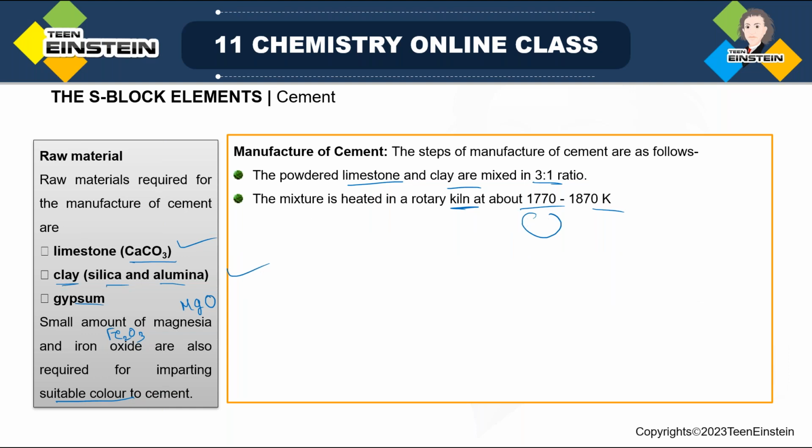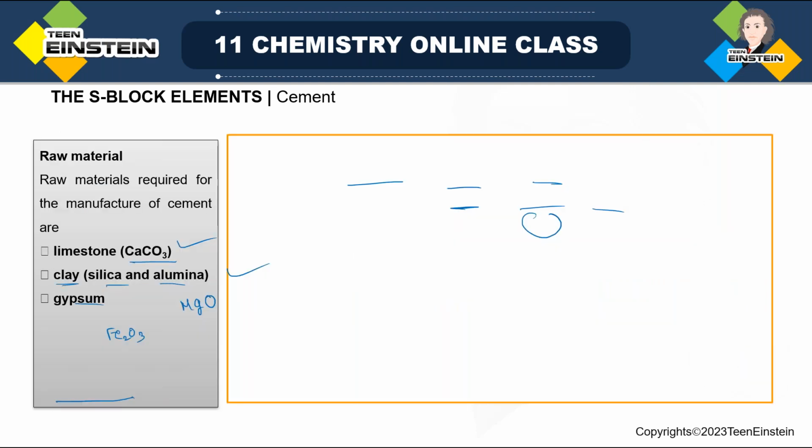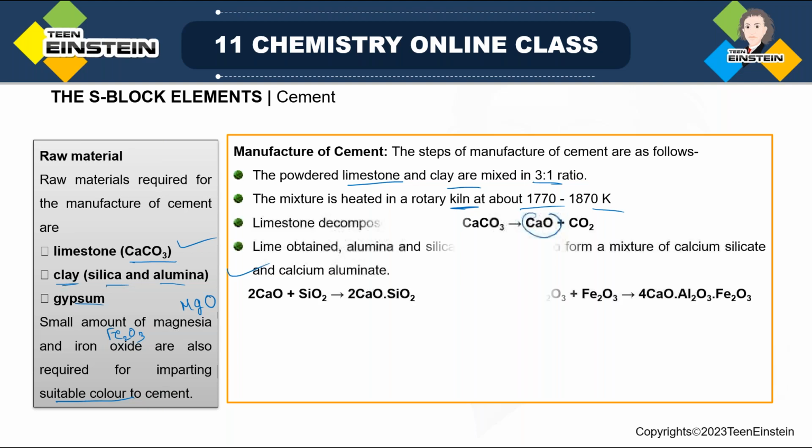In the previous slide, we have seen the average composition where you can see 50 to 60% is CaO. It is a final average composition. But when you actually manufacture the cement, then you start from calcium carbonate and clay. So you have taken it in 3:1 ratio and you are heating it in the kiln at this very high temperature. So the process that occurs here is decomposition of CaCO3. Now you are getting this calcium oxide.